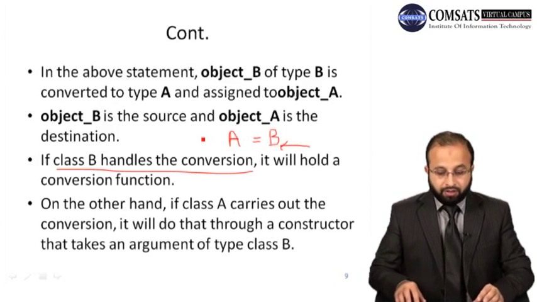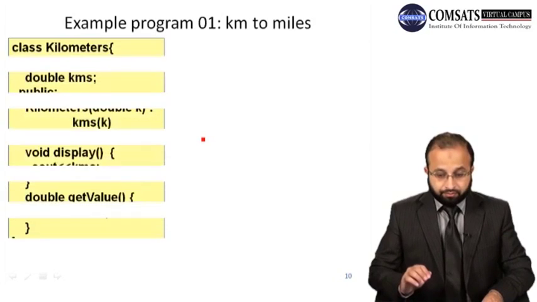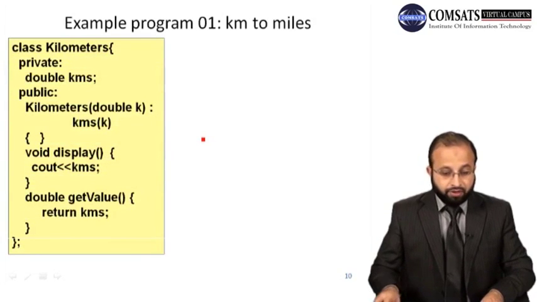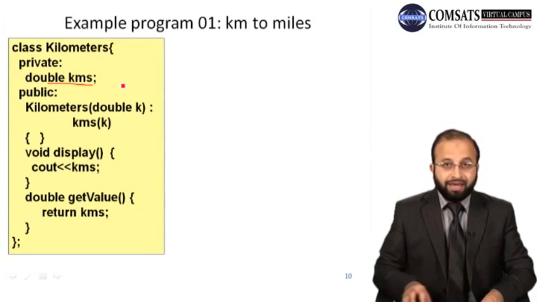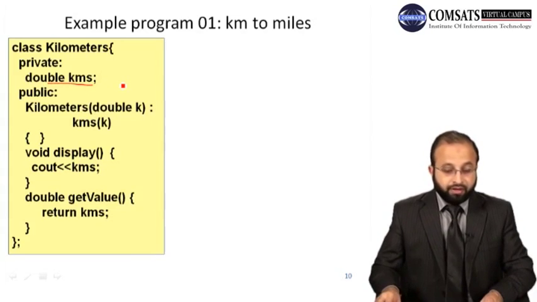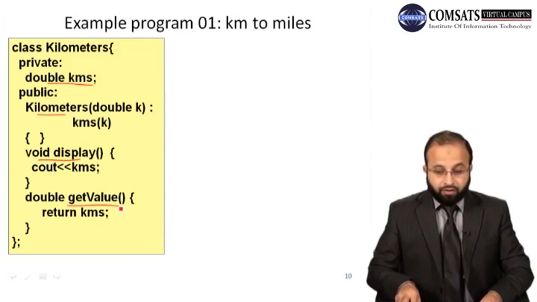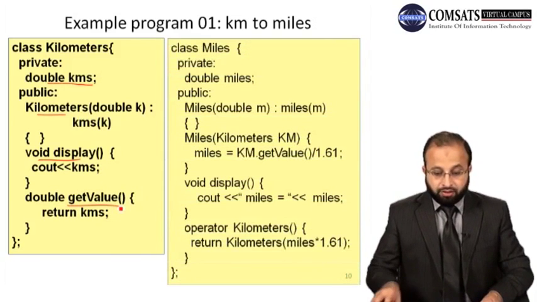While when I show you the example, we will see this coding as well. Let's see the example: kilometer to mile conversion. Now this is the kilometer class. The only private data member in the kilometer class is KMS, which represents the kilometer. We have the constructor, a one argument constructor, okay, and then we have a display function and a get value function. Okay, now let's see the miles class.